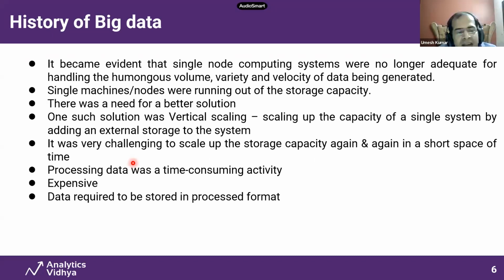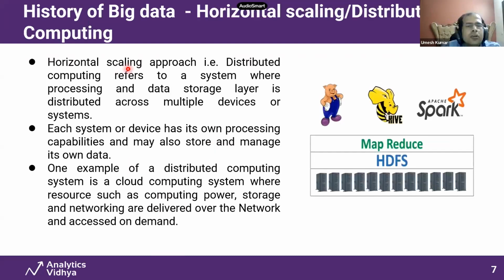So there was a need for a better solution, moving on from data warehousing and vertical scaling, which had challenges like processing time, expense, and not having the feature of storing data in the raw format. So the very first solution that was implemented was known as horizontal scaling. Instead of scaling up the single system, the solution was adding more systems or adding more machines. This was also known as distributed computing.